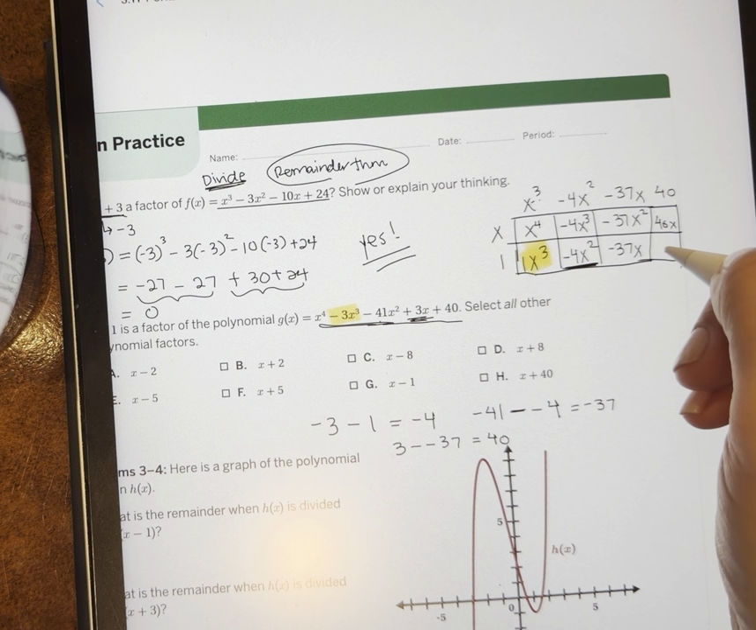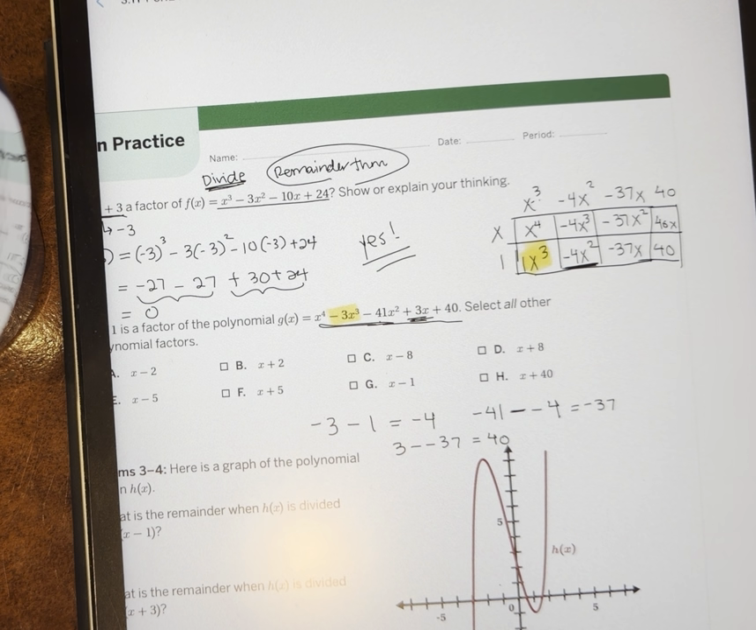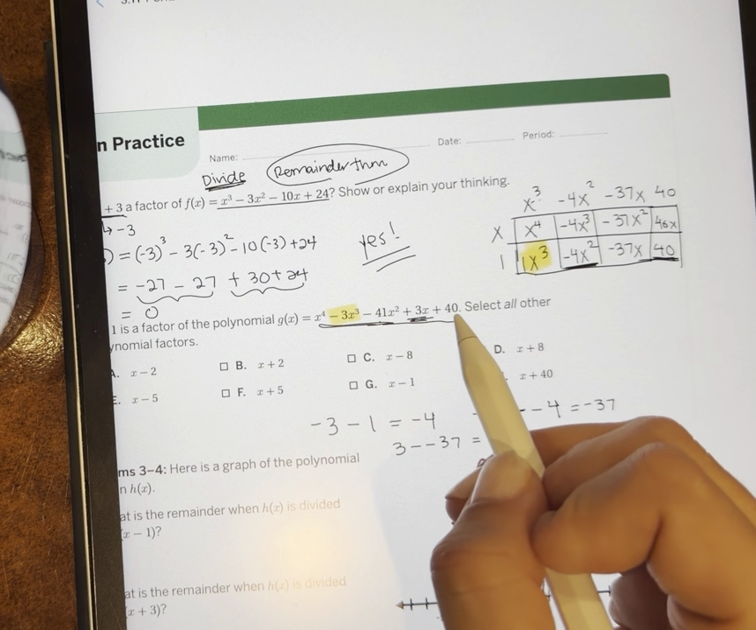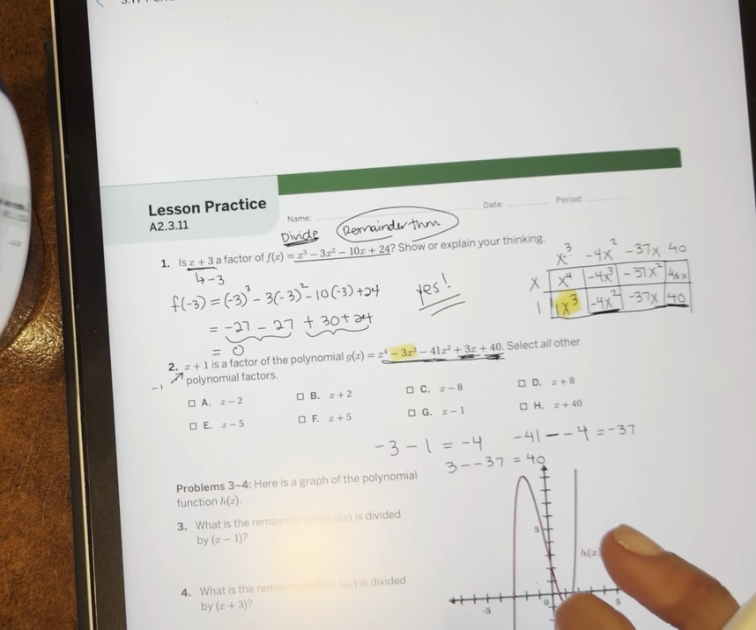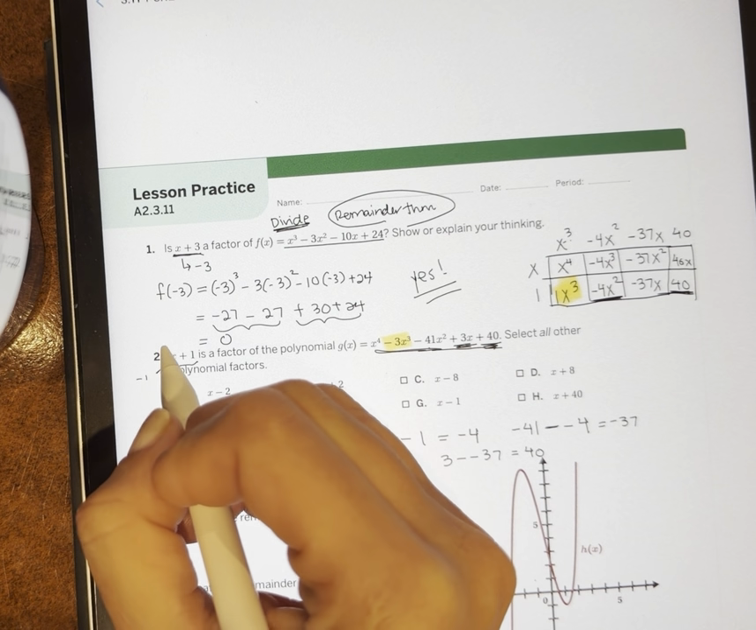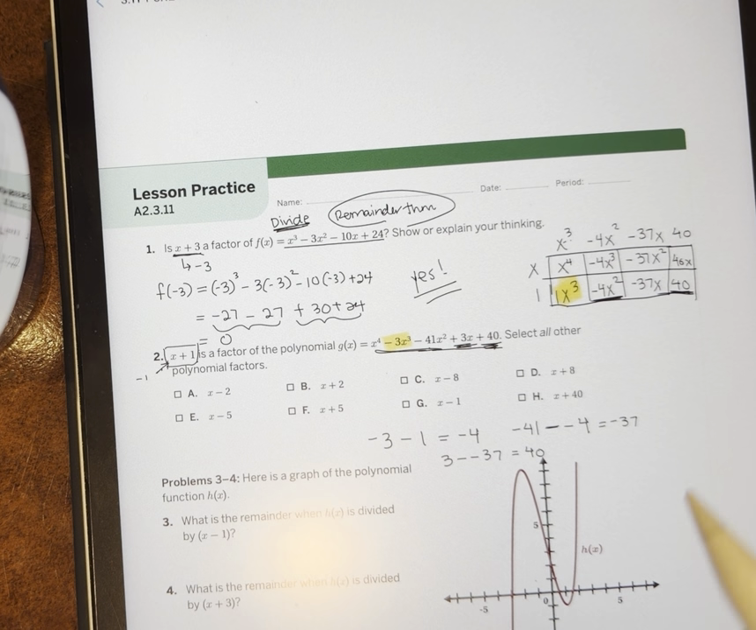And that makes this 40, which makes this 40, which now a 40 here and a 40 here means that there's no remainder, which shouldn't be surprising because they told me that x plus 1 was a factor. So this should have happened. This is actually confirmation that I did things right. And now let's understand what we did.